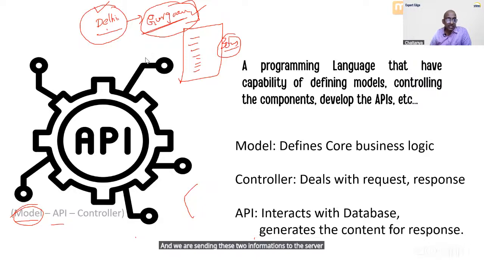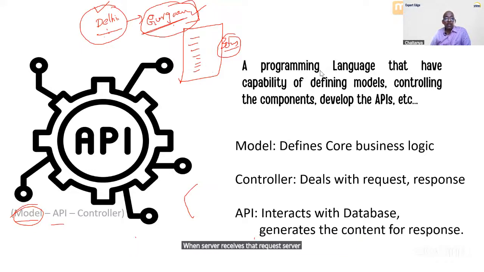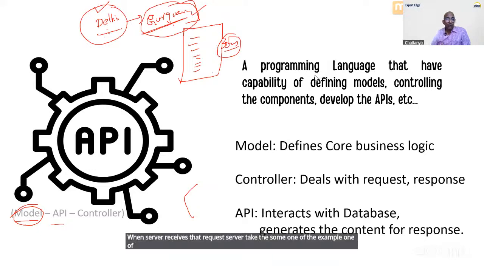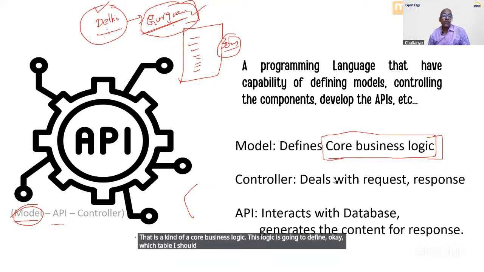The client is asking the server, hey server, I am sending the source location and destination location. You please send me the buses which are traveling between the Delhi location and the Gurgaon location. Then the server receives that request. The server takes the help of a programming language like Python or Java, and it defines what table it should connect to, to extract the information of the buses traveling between Delhi and Gurgaon. That is a kind of core business logic. This logic defines which table I should connect to and what data I need to fetch.